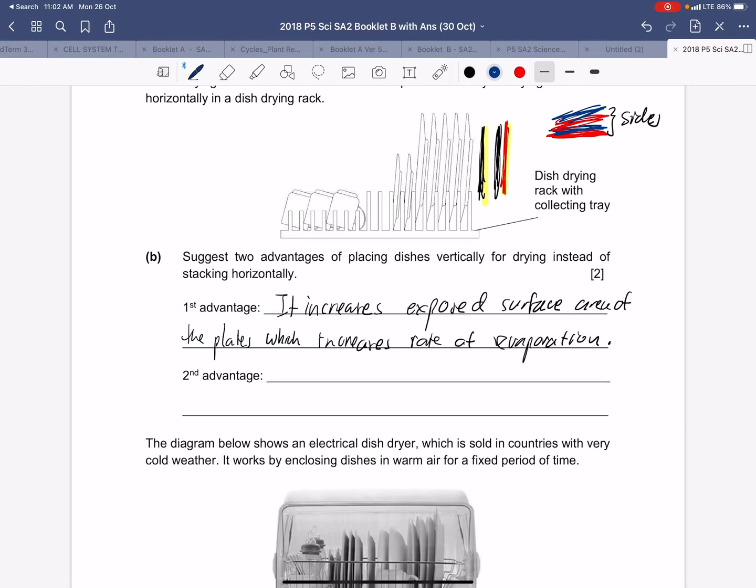Now, the second advantage is that when it's placed this way, your water droplets will actually start to drip downwards. So when it drips downward, you're actually removing water, right? In that case, it helps with the drying process. So you can say that water droplets on the plates would drip downwards. Alright.